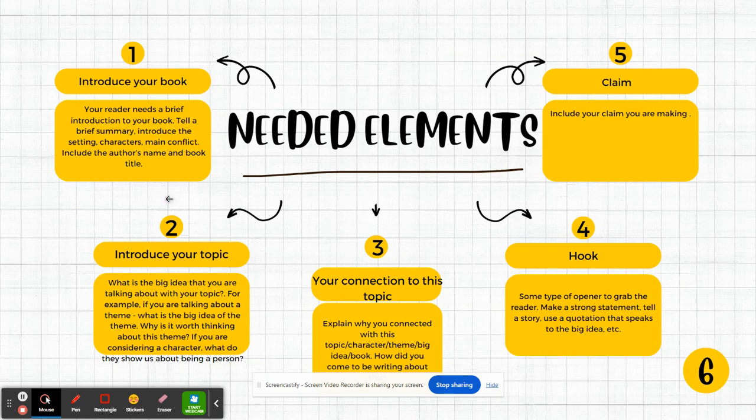So the first thing that you're going to need to make sure that you do is you introduce your book. So you can't just start analyzing the book without introducing the reader to what the book was about in the first place. So imagine that you're writing this for an audience of people who have not yet read this book. So you need to introduce it to them.